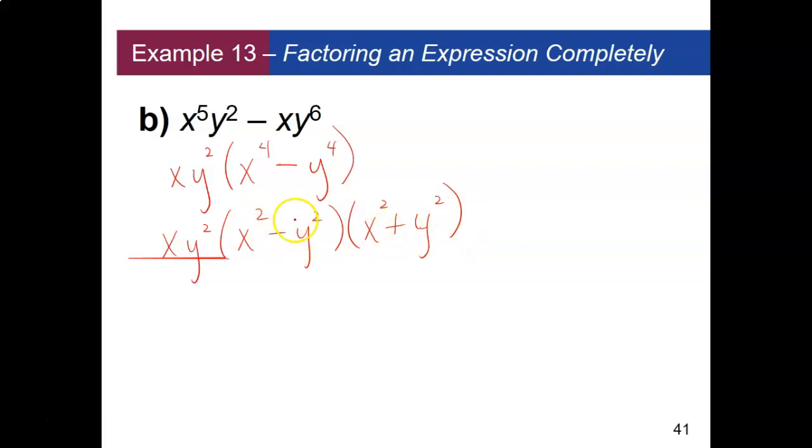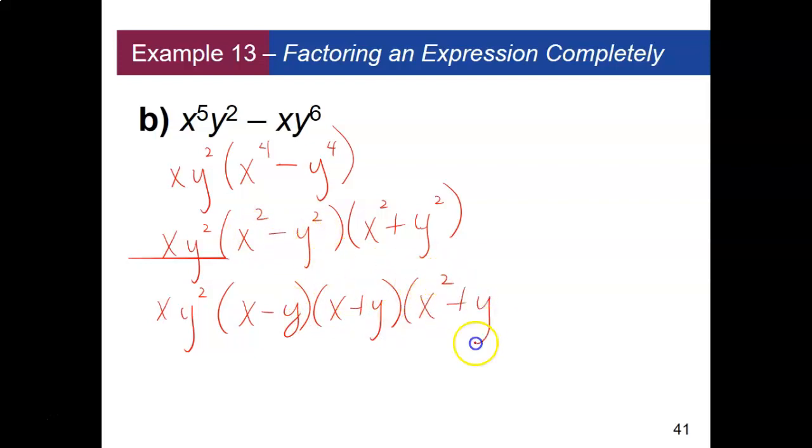can actually factor this one even further. So sometimes you get a problem where you just keep going with the factoring. So this would factor into x minus y, x plus y, because it's the difference of perfect squares. And then this one's going to stay the same because I can't factor the sum of squares.